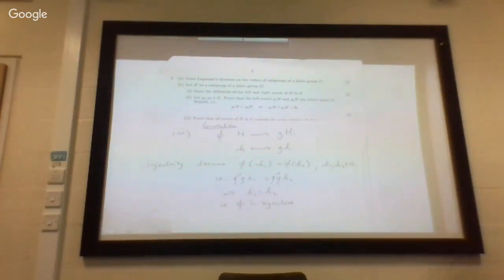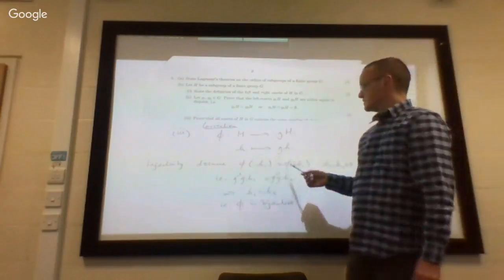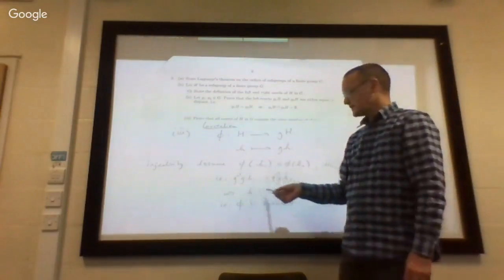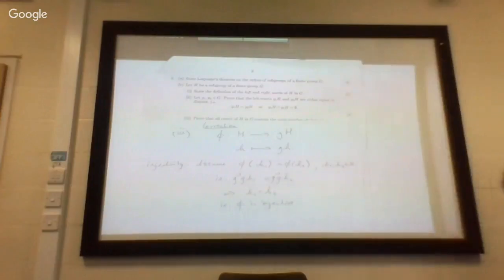That's the definition of one-to-one, that if two elements have the same value, in fact, they're the same element. Yeah, no, that's a good spot. I was freewheeling a little bit there. Okay, that's the correction to the injectivity part.